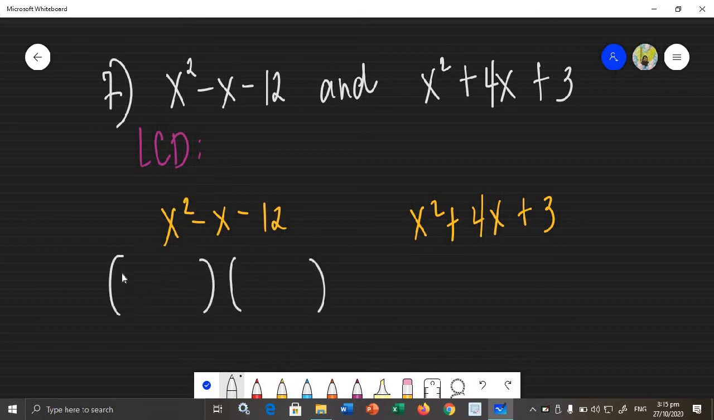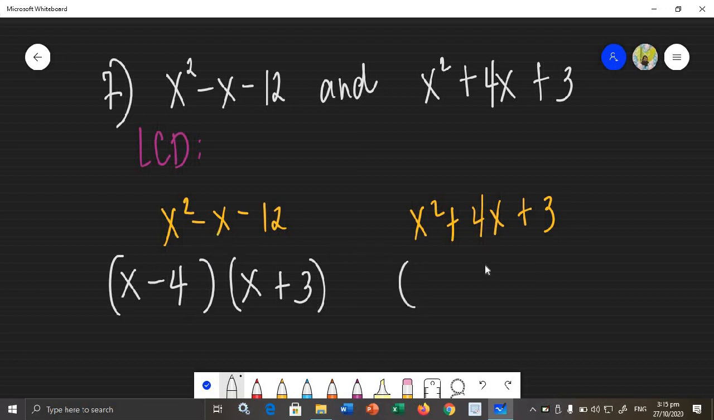so factors ni x squared is x and x. Factors ni negative 12 na pag pinag-multiply mo, negative 12 yung sagot. Pag in-add mo naman, negative 1 yung sagot. So that is negative 4 and positive 3. How do I come up with that factor? So let's check. Negative 4 times 3, that is negative 12. Negative 4 plus 3, that is negative 1. So the factors are correct.